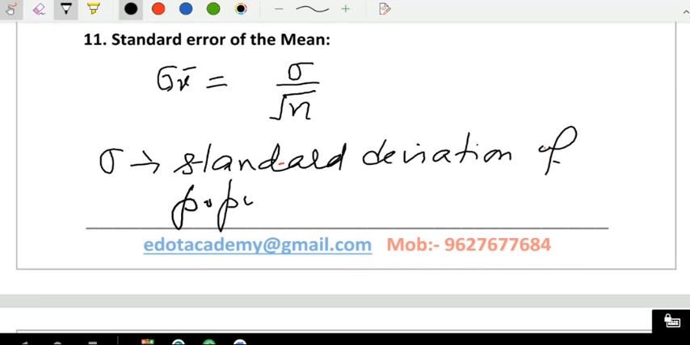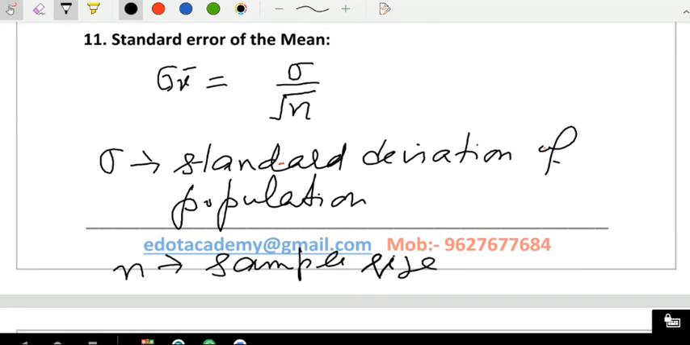And what is n here? N is sample size. It might have one finite value like 1, 2, 3. What sample size are you taking? 10, 15. Okay. So if you want to find out the standard error of the mean, we have just used the formula sigma divided by square root n.